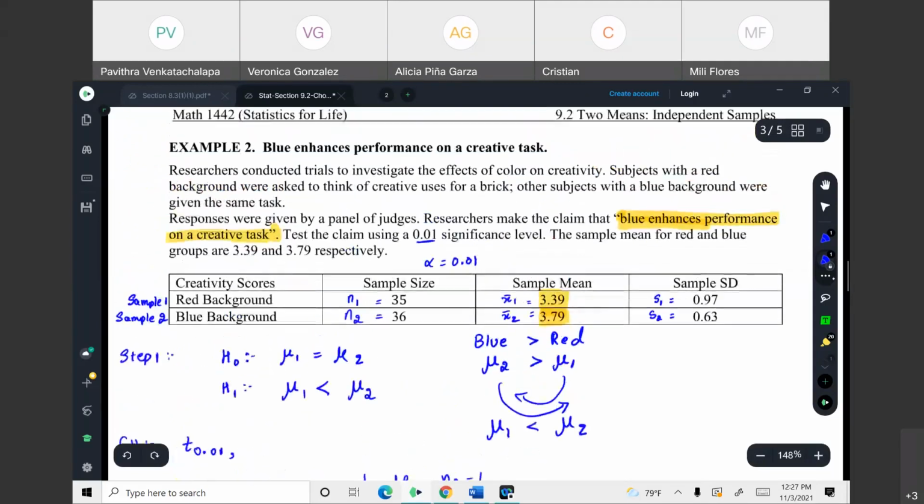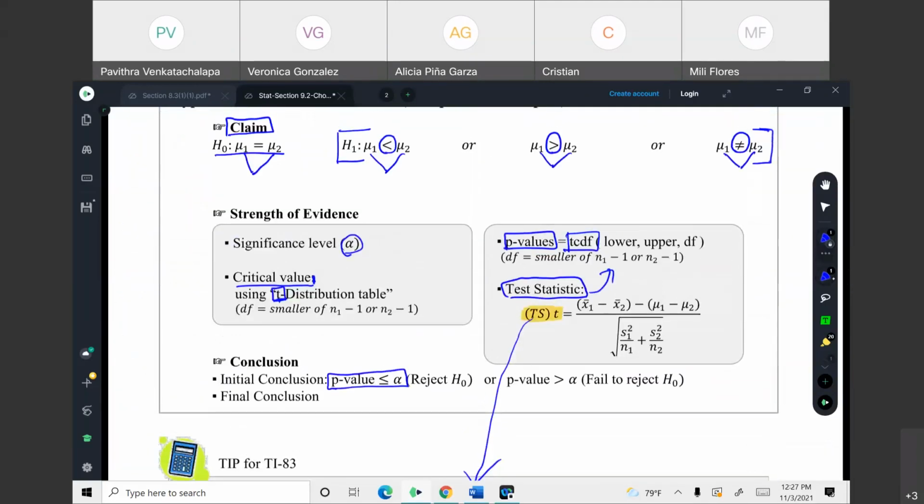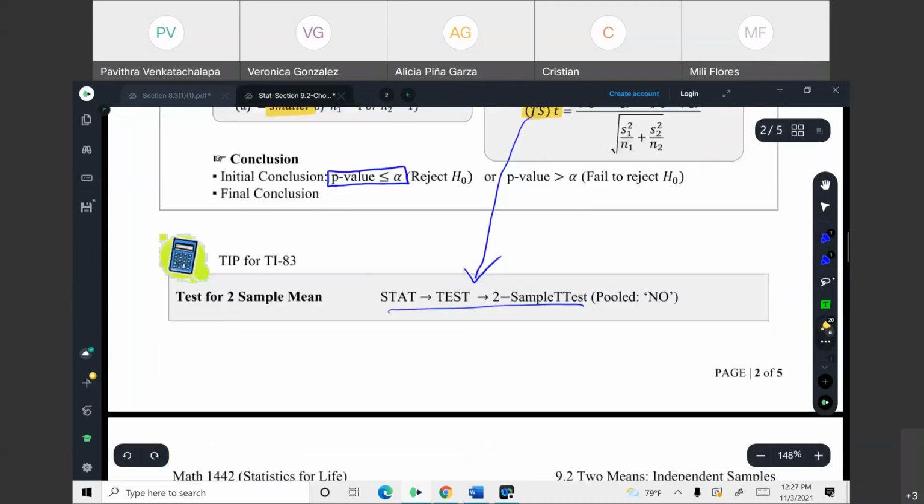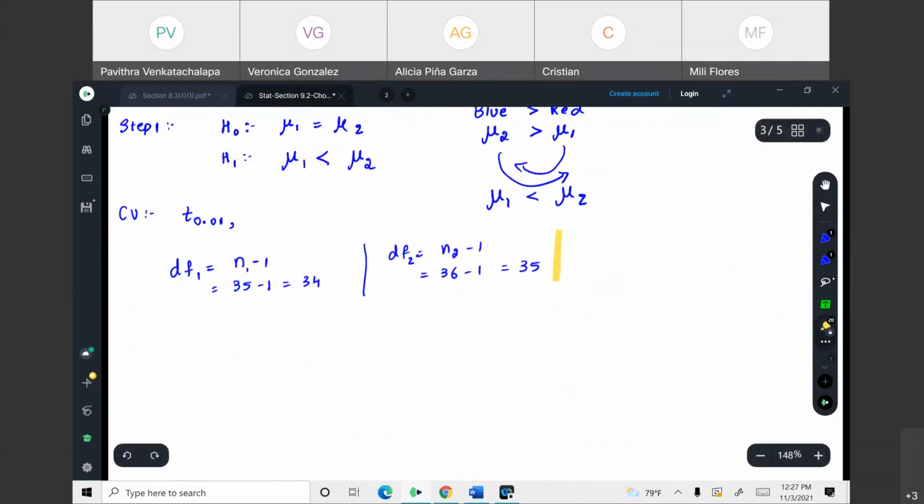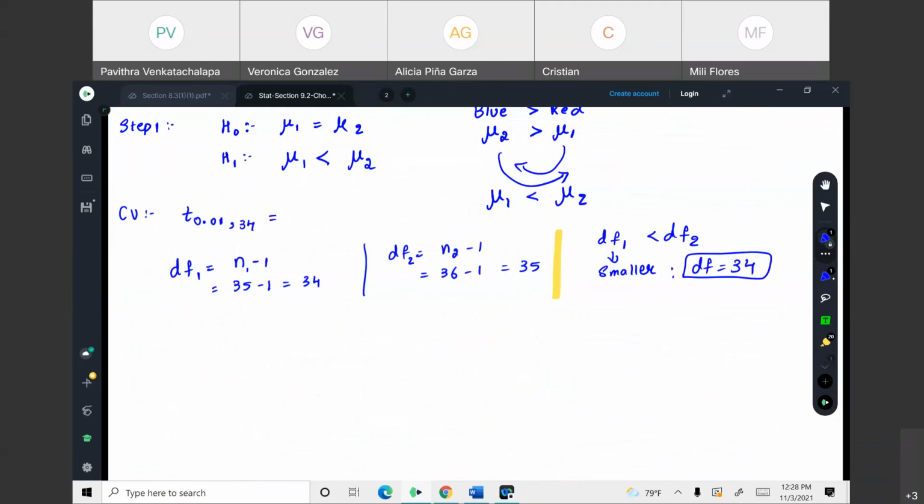Now according to the steps given here, whenever you calculate a critical value, you have to choose the smaller df. Here, if you compare, df1 is less than df2. That means this is smaller. So you will take df equal to 34. So you will put your df here, use your calculator and find the t value.